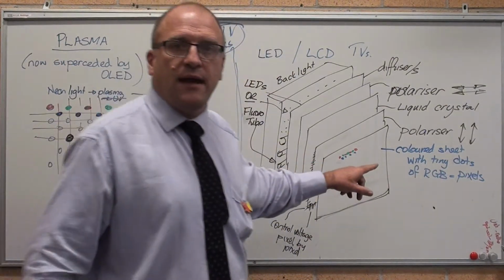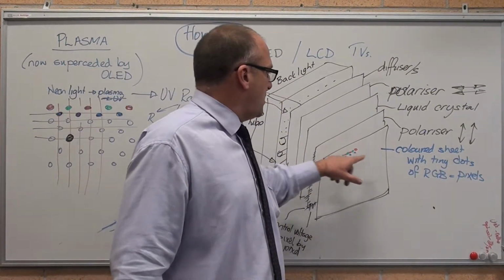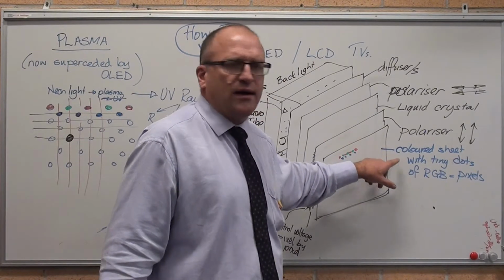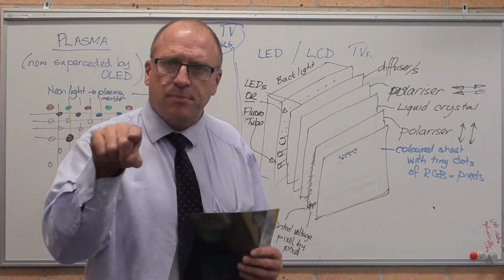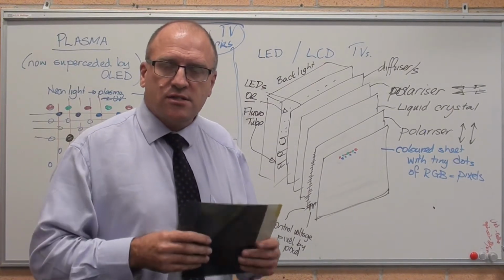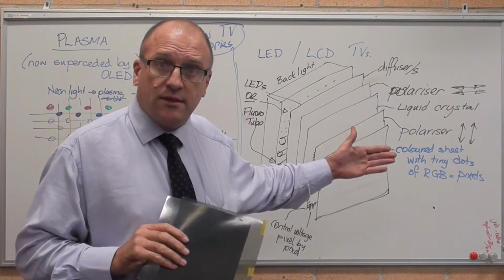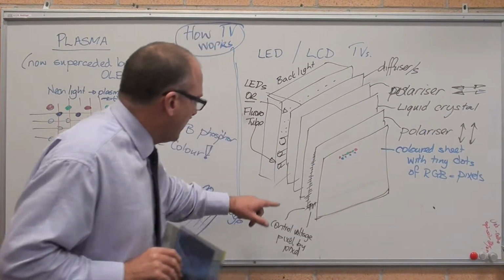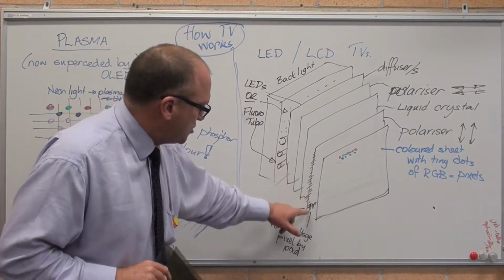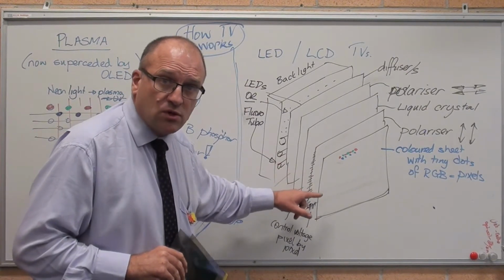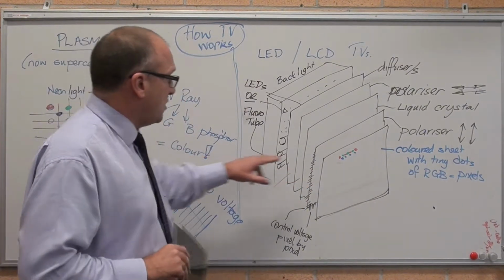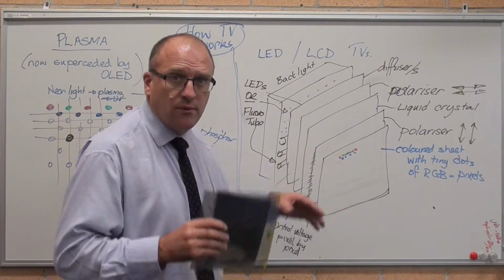And in front of that, you've physically got a coloured sheet with tiny dots of red, green and blue just basically printed on it. So you've got white light behind the screen. You've got over here, you control the voltage pixel by pixel going to these liquid crystals that control the light that comes through.